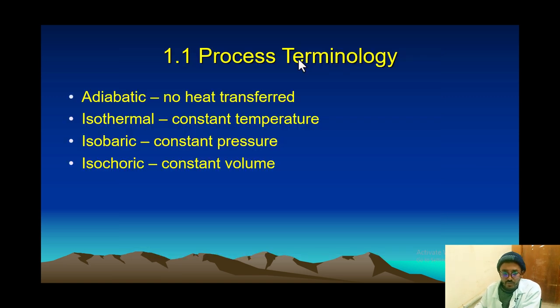So here we have some process terminologies. The first ones are adiabatic, isothermal, isobaric, and isochoric. Adiabatic means no heat transfer, isothermal is constant temperature, isobaric means constant pressure, and isochoric means constant volume.